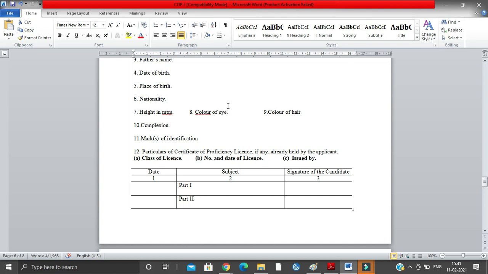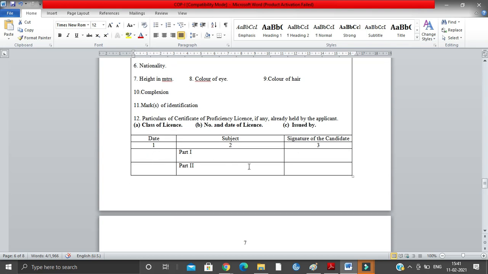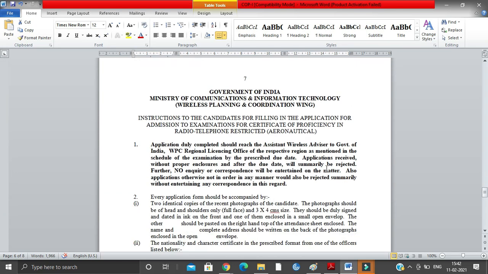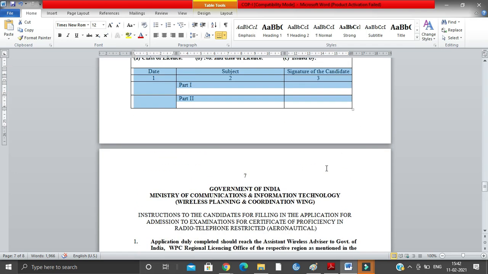So please, this part you don't have to fill, because this will be filled at the time of examination. You'll put your signature if you sit for part 1, then when you sit for part 2, you'll be putting your signature in this column also. So do not put your signature now.